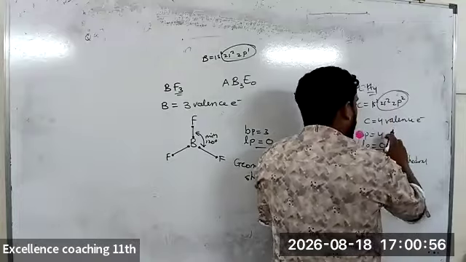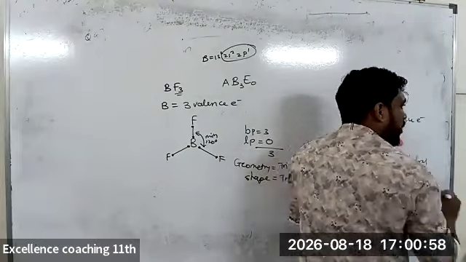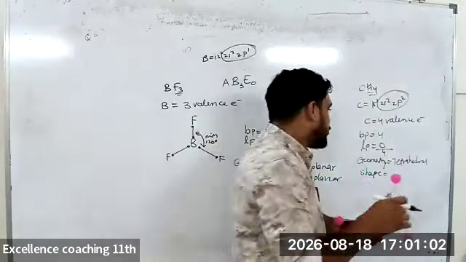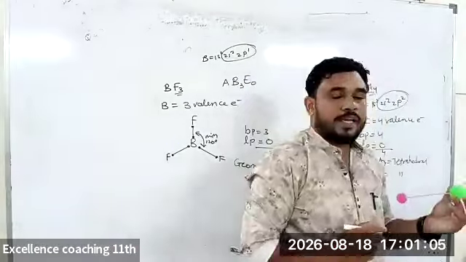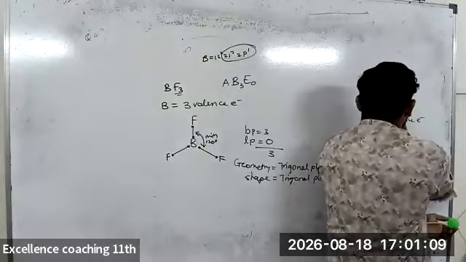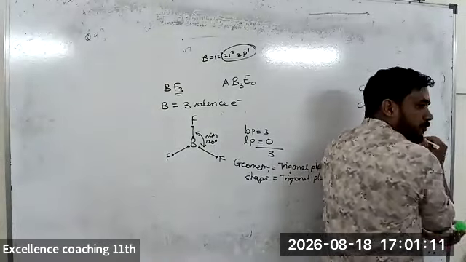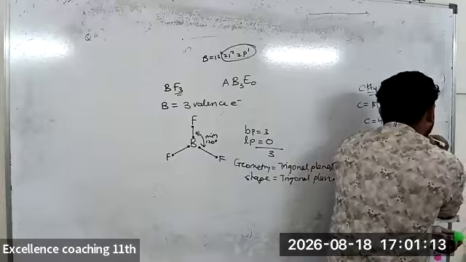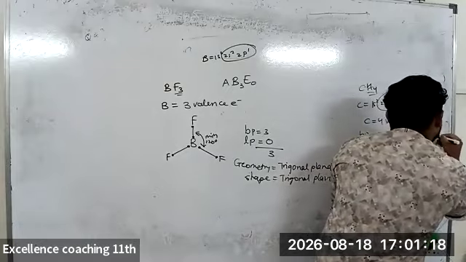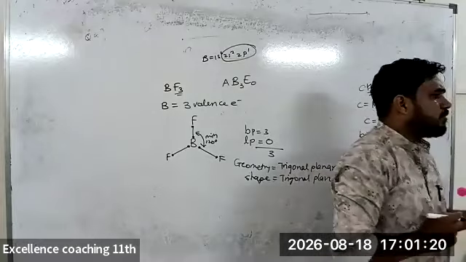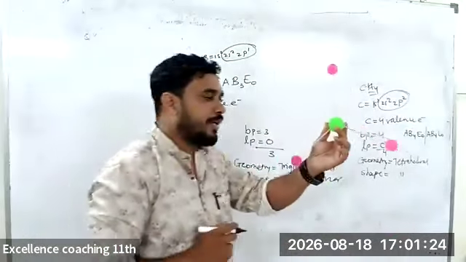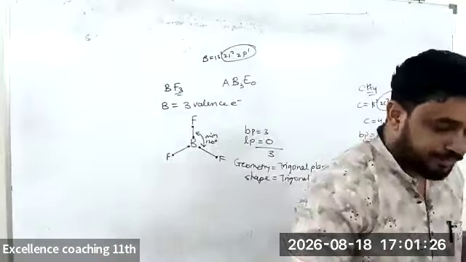Bond pairs 4, lone pairs 0. The total count is 4. The lone pairs are 0, so geometry and shape are both the same. Can you tell me the type? A, then B4, and lone pairs 0. In some schools, it can also be given as AB4L0, with L for lone pairs. Clear? Tetrahedral. Okay, next one.